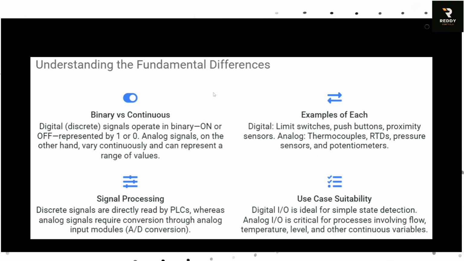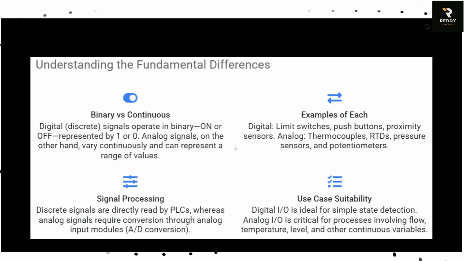So let's understand the fundamental differences, right? What is binary versus continuous? Binary or digital discrete signals are signals which are on or off, like a push button. When you push the push button, the contacts on the back close, which is represented by a 1, and when it's open, it's 0, right? So that's a digital signal. It's either in a 1 or a 0 state, either on or off, either low or high.